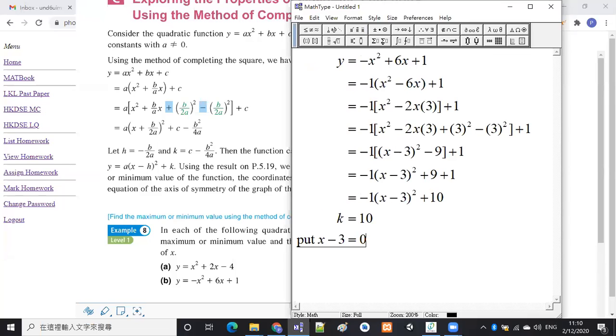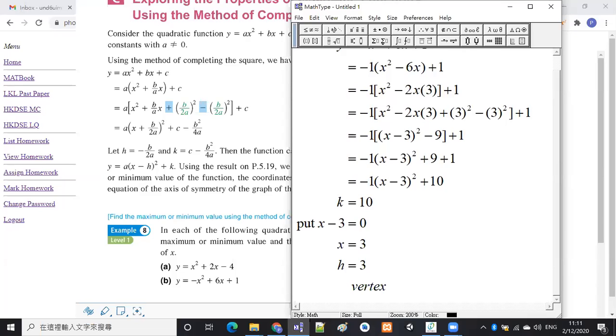x minus 3 equals 0. And then you find that x is equal to 3, right? And then the h value will be equal to this x value, which means that the vertex will be (3, 10). Okay, so if you don't believe, you may check your answer with your calculator program 1. The program I gave you before, you just input the A, B, C value, and the first two outputs will be 3 and 10, like this.